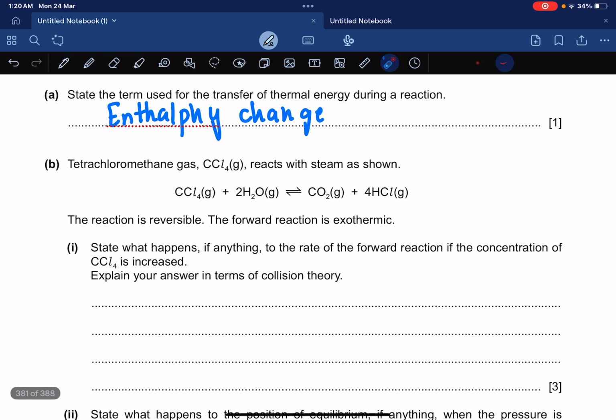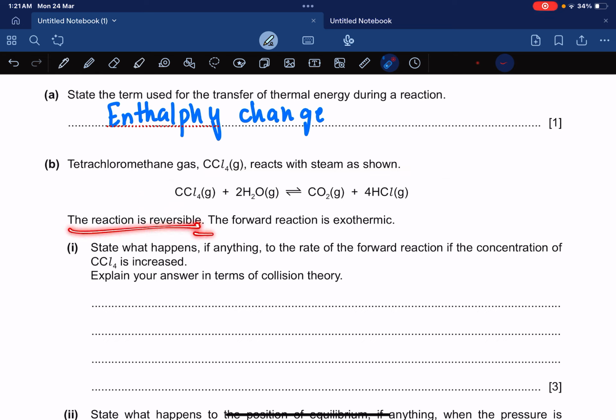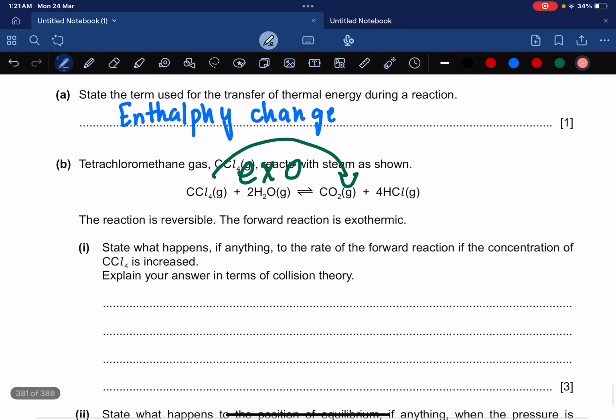Tetrachloromethane gas, CCl4, reacts with steam as shown. This is the reaction. The reaction is reversible. The forward reaction is exothermic. When they tell us the forward reaction is exothermic, you can simply make an arrow and write exo. That automatically tells you that the backward reaction is going to be endothermic. If the forward is exo then the backward is endo, and if the forward is endo then the backward is exo.